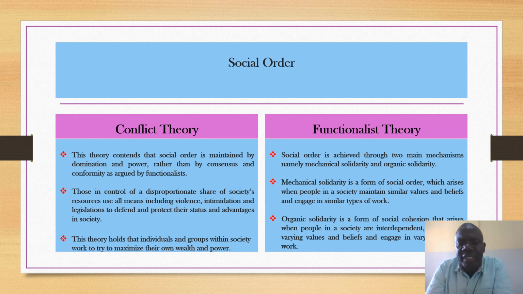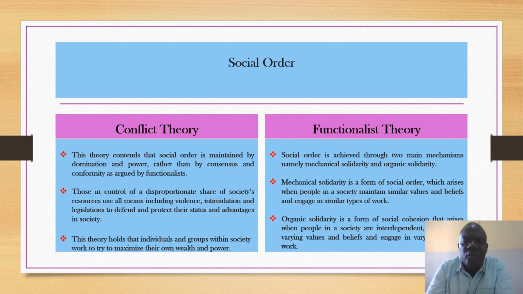With regard to conflict theory, they look at it in a different way: that it is violence, it is intimidation, and sometimes legislation that the ruling class comes up with to corner the masses and ensure that they follow the rules, and those rules are developed by the rich, and by following those rules, they serve the interests and the welfare of the rich and not the entire society. So that is how social order is maintained in society according to the two theories.